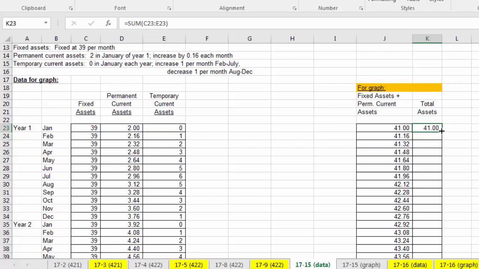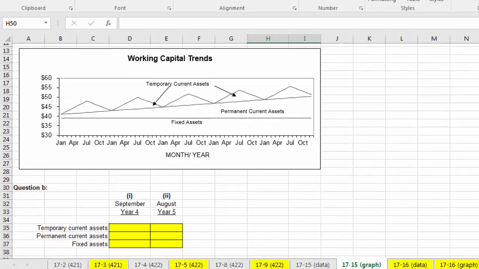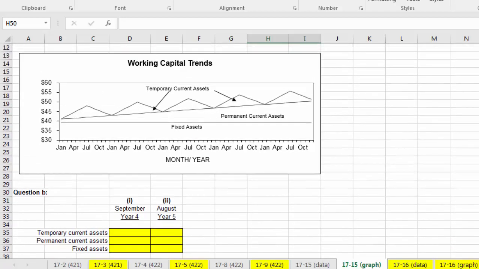And then we can also fill that right down like that. Bada boom, bada bing, bada boom, right, Bart? Okay, let's see if that filled the graph in. Hey, it did. Look at that beautiful graph with our steadily rising permanent current assets, our constant fixed assets, and then our up and down but upward trend in our temporary current assets. So that's exactly what we're looking for there. So that's A. So far, so good.